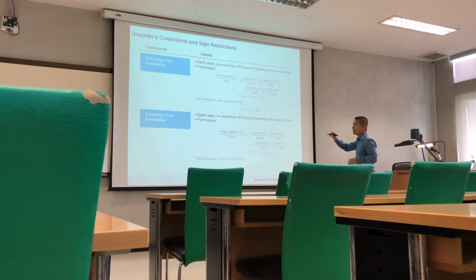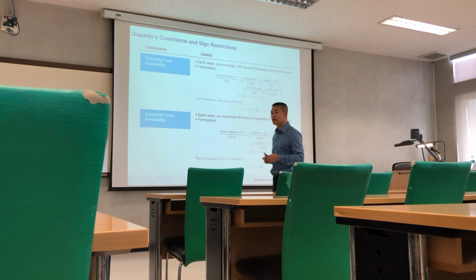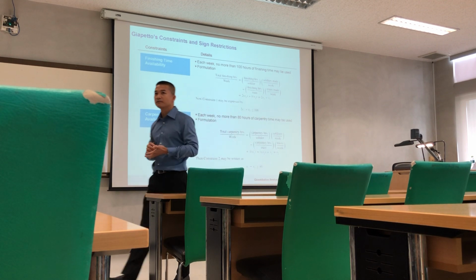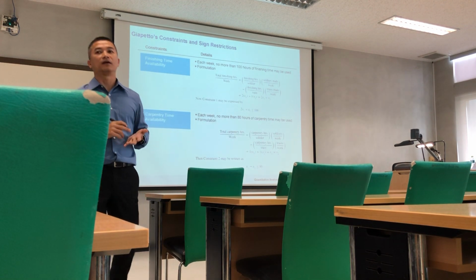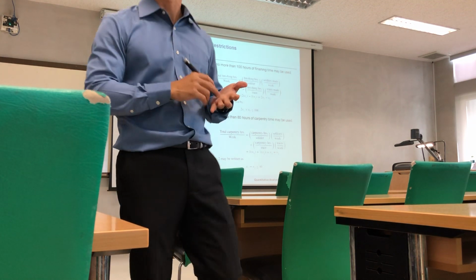Okay. Next is the carpentry time availability. You have at most 80 hours. And each product requires 1 hour of carpentry time. So X1 plus X2 must be less than or equal to 80.